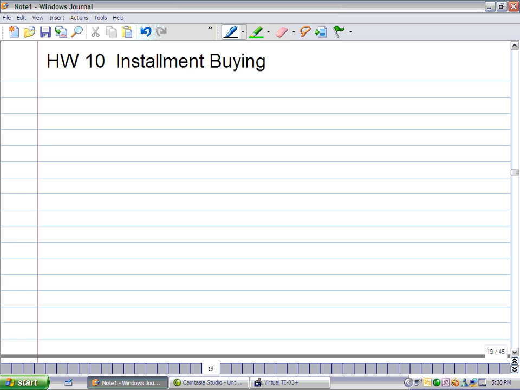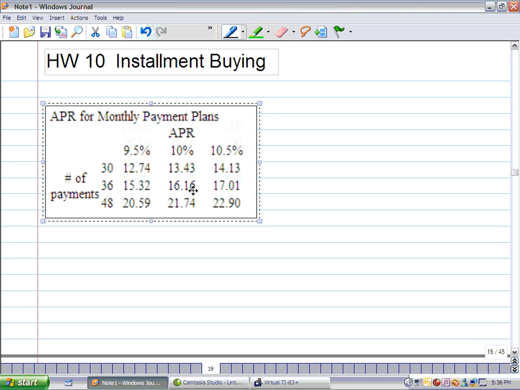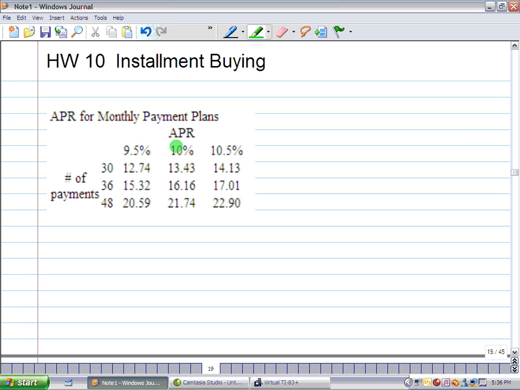There are formulas for figuring out the percentages and the payments and so forth, but in this course we're going to use the tables. So you have a larger table in your textbook. I'm going to show you just a piece of a table here. The APRs are across the top, and in this sample we just have 3, but of course there are several more percentages you could choose from, so the real table is actually larger. And then we have the number of payments down the side.